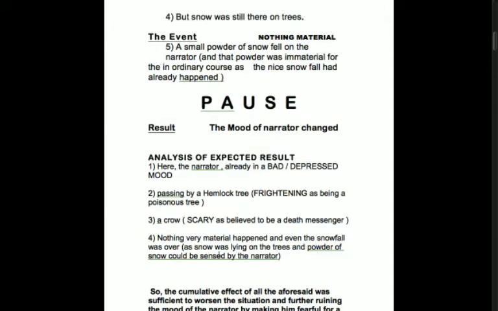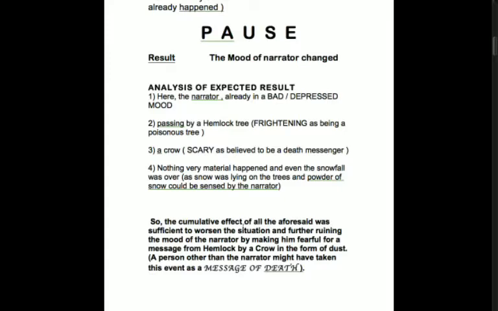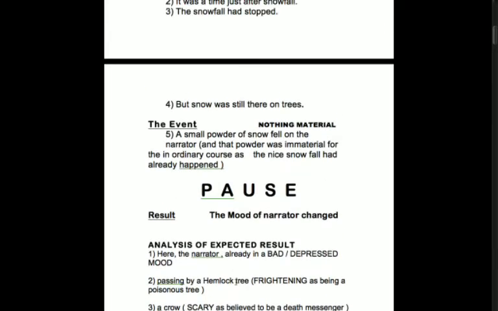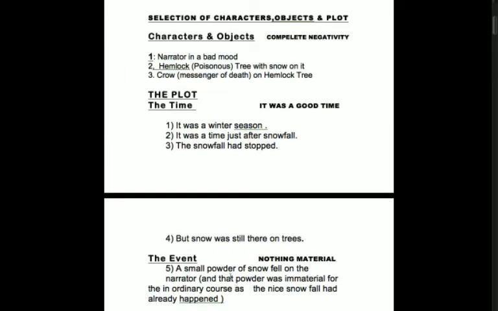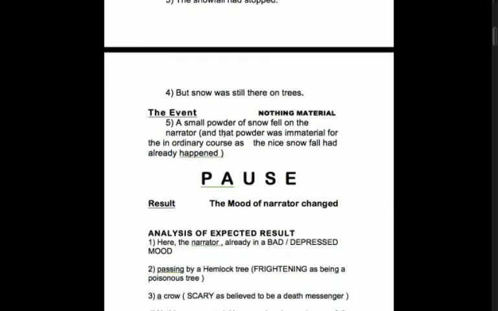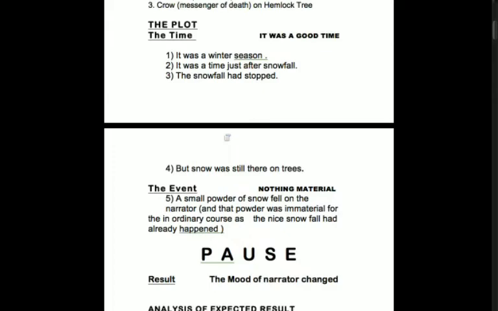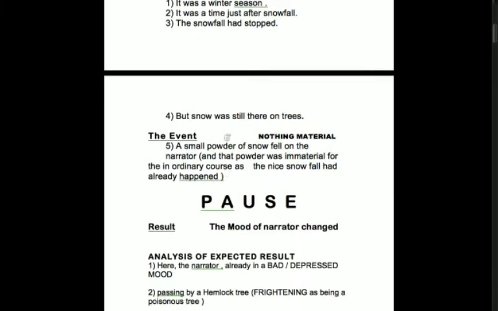So the cumulative effect of all the aforesaid was sufficient to worsen the situation and further ruin the mood of the narrator by making him fearful, just making him fearful for a message from hemlock by a crow in the form of a dust. So a person other than the narrator might have taken this event as a message of death also. Why not? Because he was in a bad mood. So there was a great chance of him misunderstanding these events, mistaking that the messenger of death had sent a message in the form of a dust of snow from the hemlock tree. So the expected result could have been this, but no.